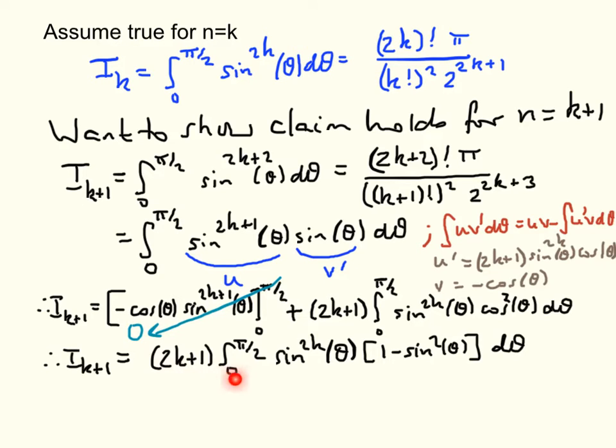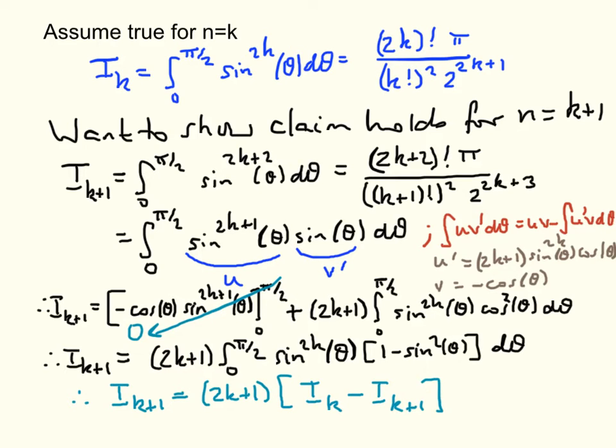And now this integral has become two integrals, both from 0 to pi over 2. It is the integral of sine to the 2k of theta, and that makes us very happy because that was our assumption, minus the integral of sine to the 2k plus 2 when we multiply this and this together. But the integral of sine to the 2k plus 2 is the integral we are trying to calculate. So what we can say is that I sub k plus 1, the integral we're trying to calculate, is 2k plus 1 times the integral from our assumption, which we're calling I sub k, minus, because of this minus sign here, I sub k plus 1.